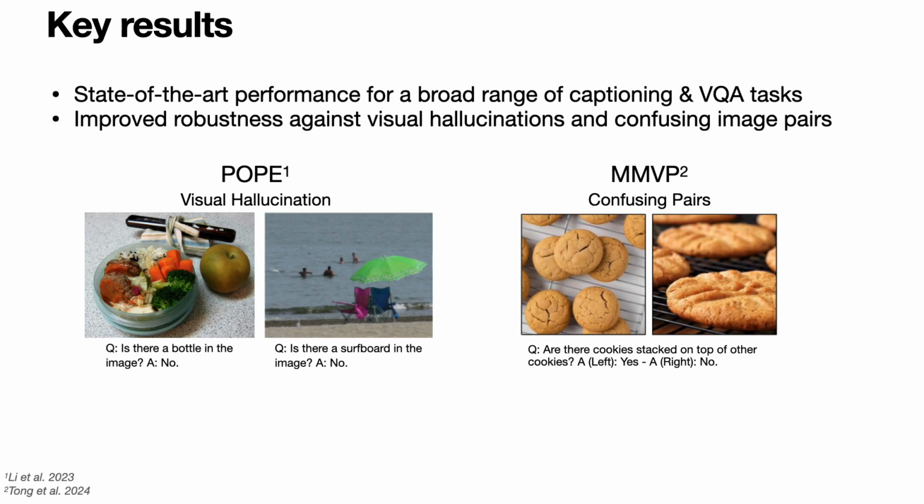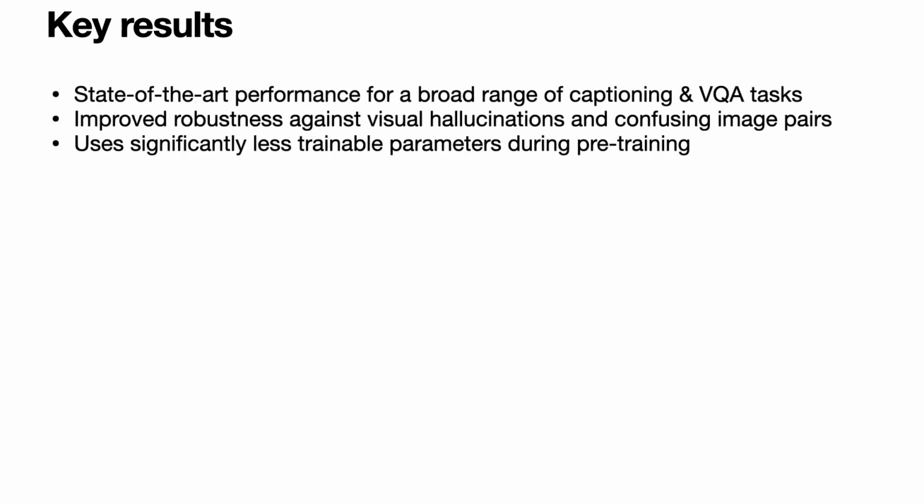Furthermore, Brave significantly improves robustness against visual hallucinations and blindness issues as measured by the POPE and MMVP benchmarks. As you can see on the left, POPE can probe visual hallucination tendencies by asking for objects that do not exist in the image. On the other hand, MMVP on the right has image pairs with some visual differences. Their results show that these visual differences can be challenging for recent VLMs to pinpoint. In other words, they exhibit blindness to changes between the images. All of these are achieved while using an order of magnitude fewer trainable parameters than existing methods during pre-training.